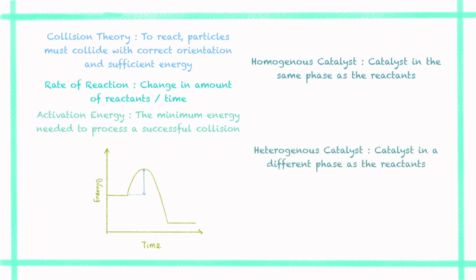Heterogeneous catalyst is the opposite of homogeneous catalyst. It is in a different phase from the reactants. Commonly, heterogeneous catalysts speed up reactions with gaseous reactants. There is also another kind of special catalyst, which is enzymes, also known as biological catalysts. As the adjective suggests, they are much more complex than non-biological catalysts as they are all proteins.